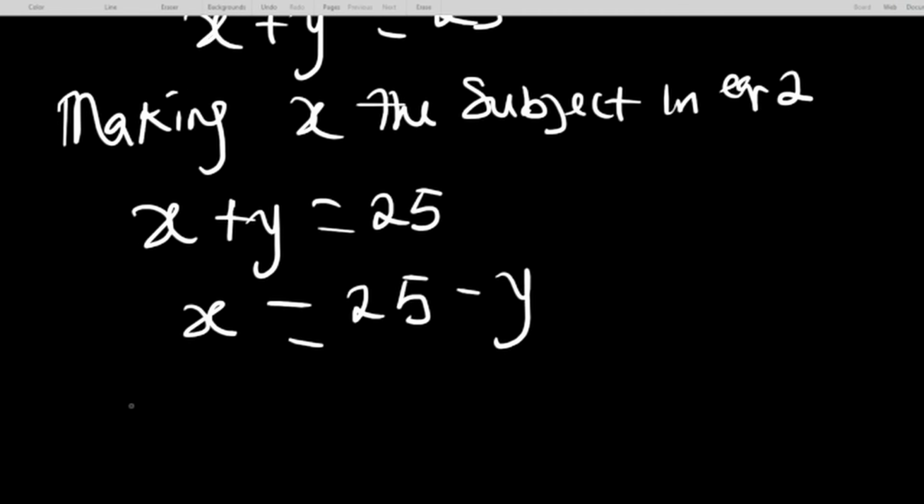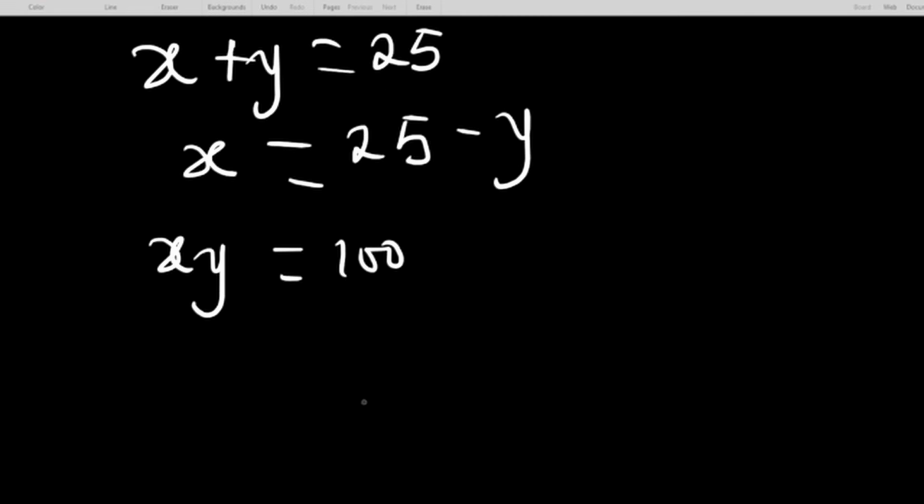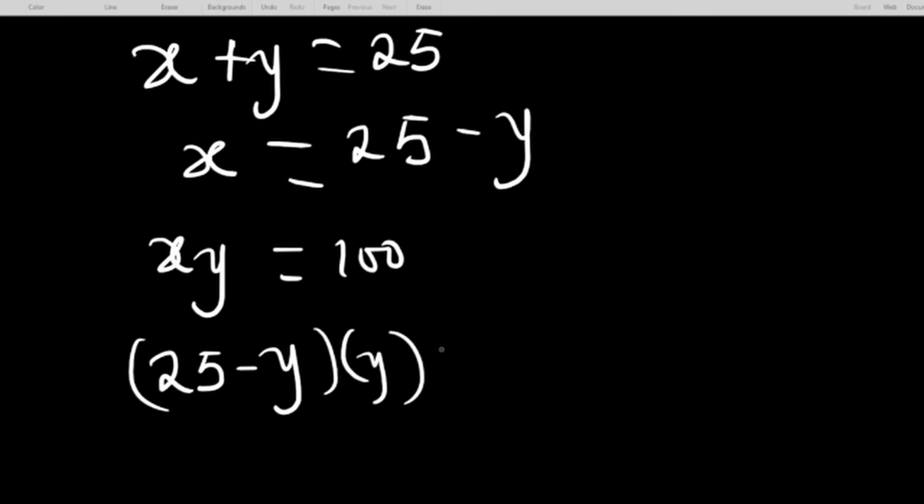I'm going to substitute this value into our equation 1. Remember that in equation 1, xy equals 100. So wherever I see x right now, I'm going to replace it with 25 minus y, and that will help us find the value of y. So we now have 25 minus y, then this is multiplied by y, and this is equal to 100.